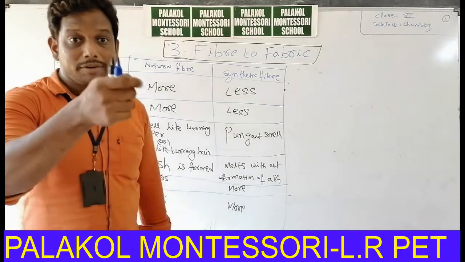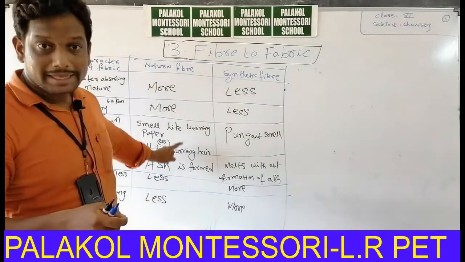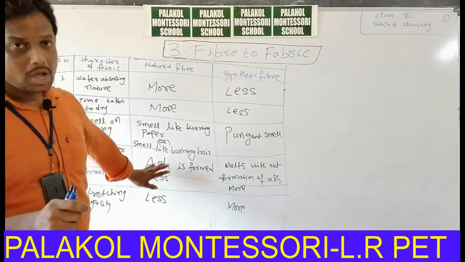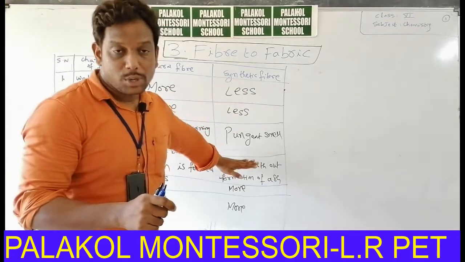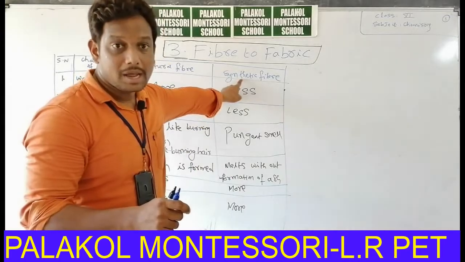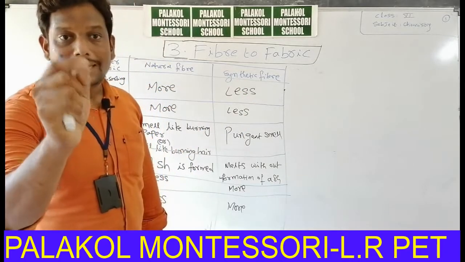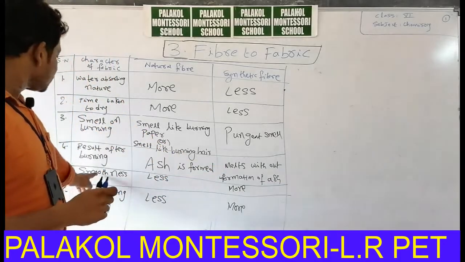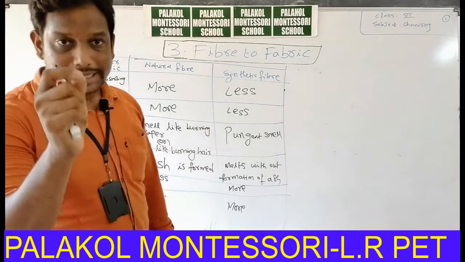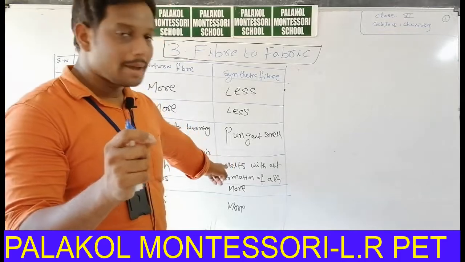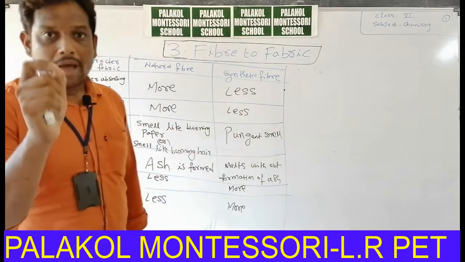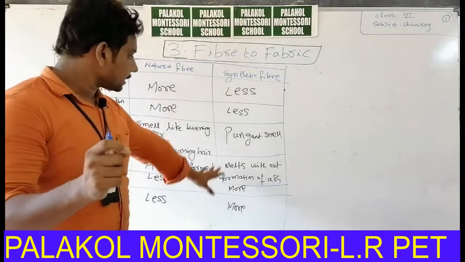The result after burning of natural fiber is ash. That means ash is produced on burning of natural fiber. No ash is produced on burning of synthetic fiber. Simply, synthetic fiber melts on heating. No product is formed, no ash is formed. Next, smoothness of natural fibers is less when compared with synthetic fibers. Flexibility or stretching capacity of natural fibers is less when compared with synthetic fibers.